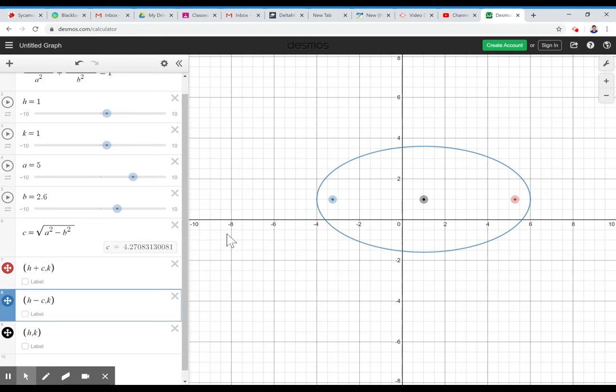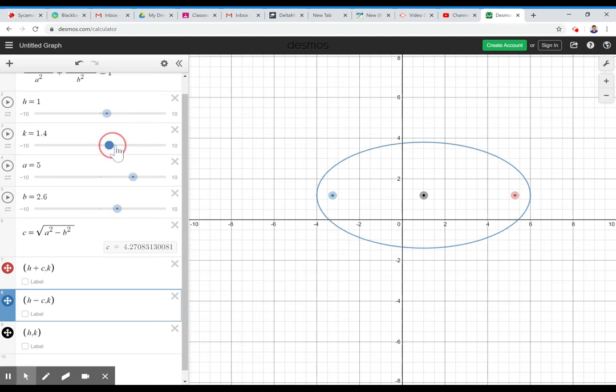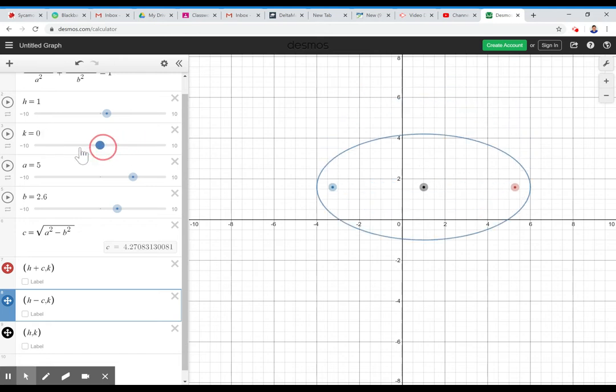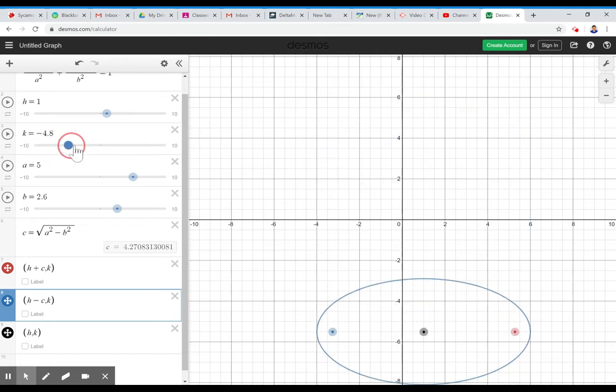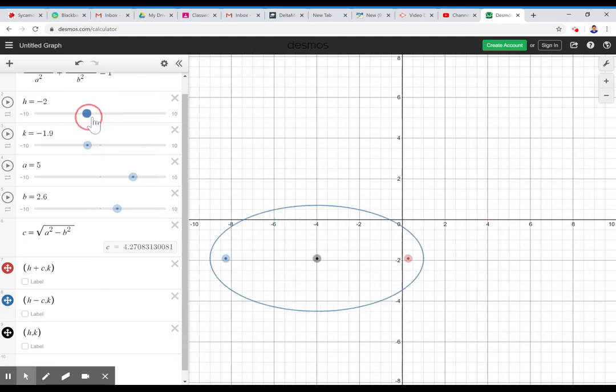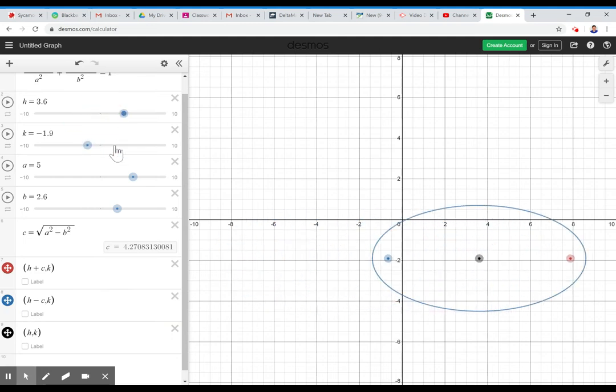And so you can now see where these foci are. Now as I start moving things around, if I make k bigger, it's going to move the graph up. You see that the foci move with it. It doesn't change the relationship between the foci and the center. Same thing here with h. As I move, it's just going to move it left and right. And so the key here is recognizing, oh, this foci is just on this major axis that's happening.